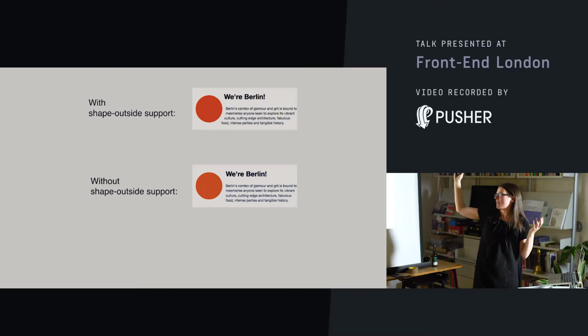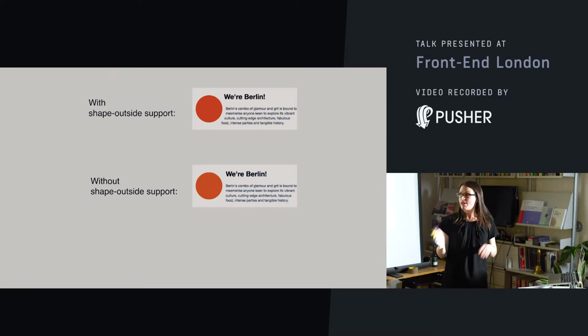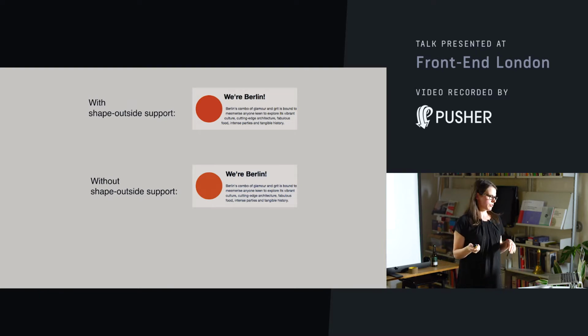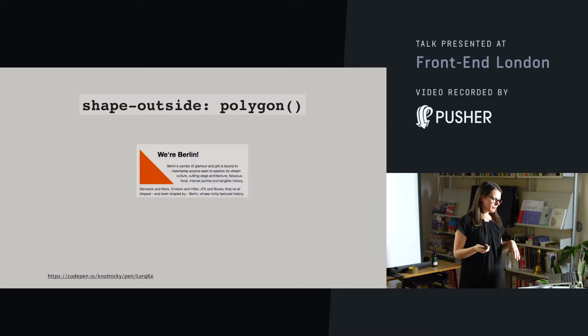You just get your normal rectangular boxy alignment. You haven't impacted your readability or your accessibility. So that's circles. On to polygons. So I thought the simplest example of a polygon is a triangle.